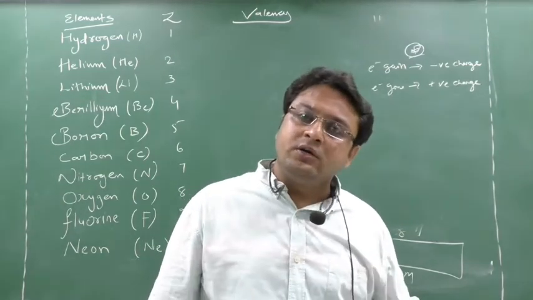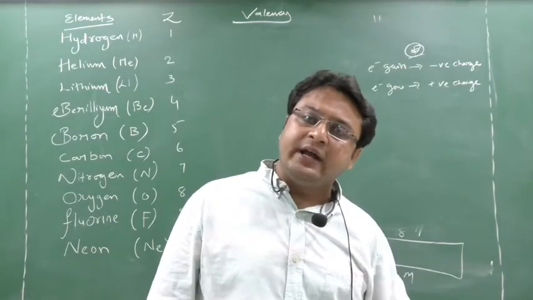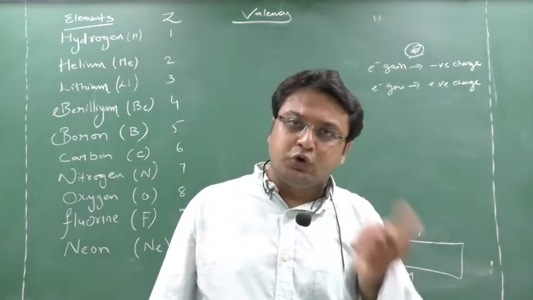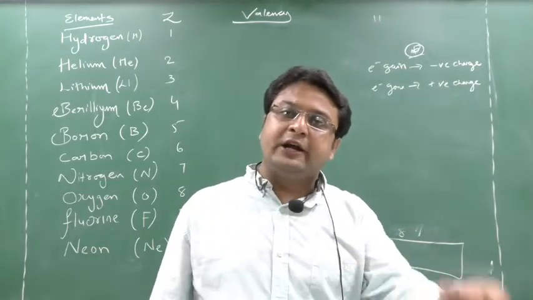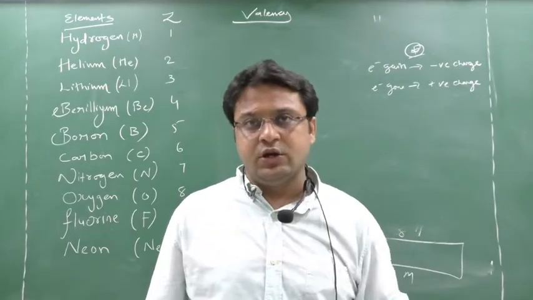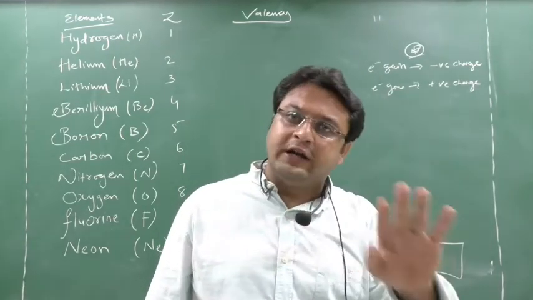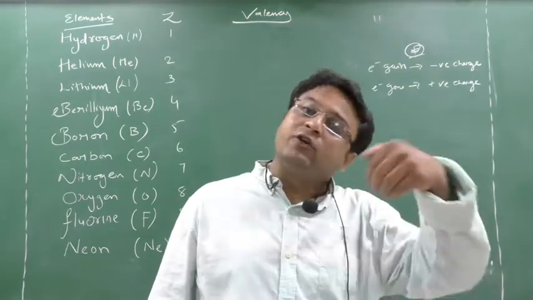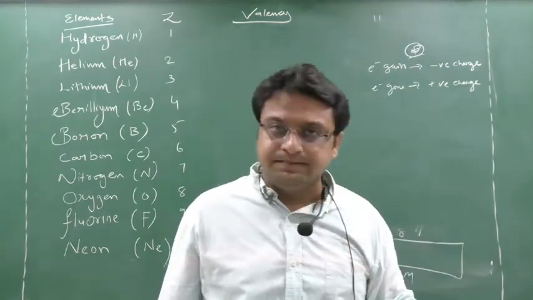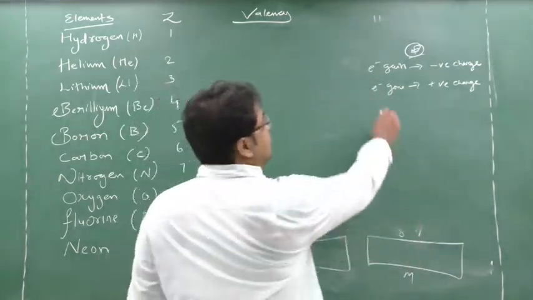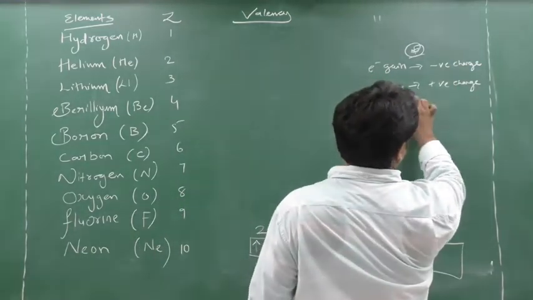Number of electrons gone, that many positive charges. Number of electrons gained, that many negative charges. 2 electrons gone, 2 positive charges. 3 electrons gained, 3 negative charges. 4 electrons gone, so 4 positive charges. 4 electrons gained, so negative 4 charge. Clear this part? Okay, so electron gain, negative charge; electron gone, positive charge.